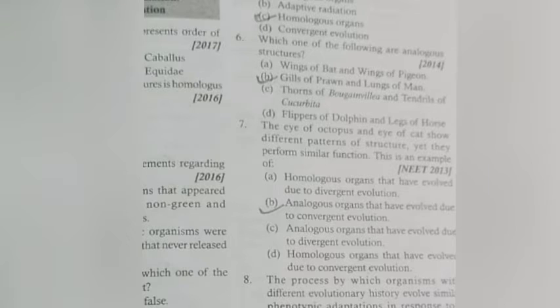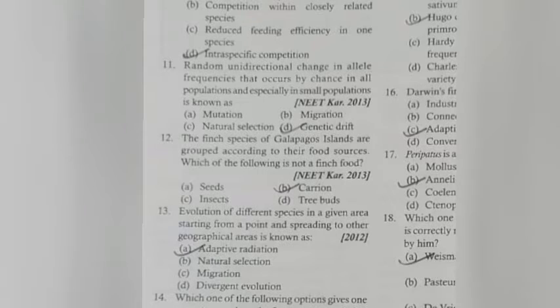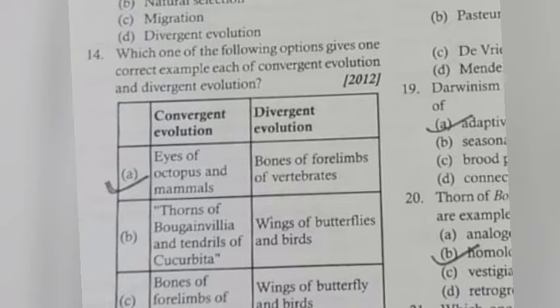And the next one is random unidirectional changes in allele frequency that occur by chance in all populations, especially in small populations, is known as, answer is genetic drift. And the next question is which of the following options gives one correct example of convergent evolution and divergent evolution. So the eye of octopus and mammals is convergent evolution, and bones of forelimb of vertebrates is divergent evolution.